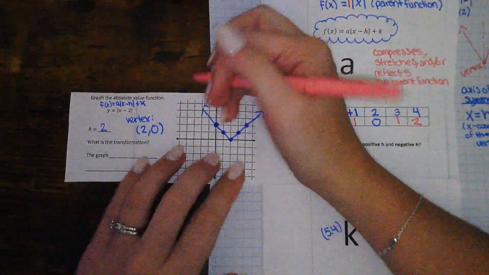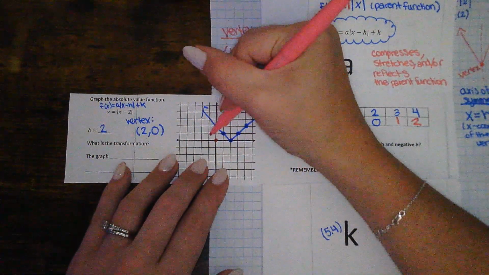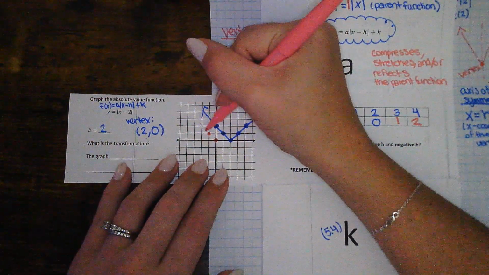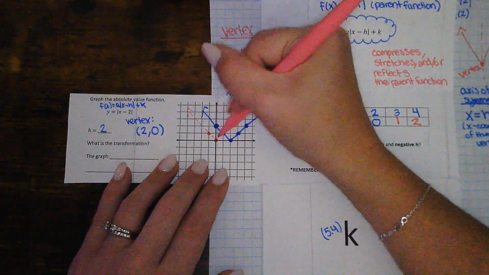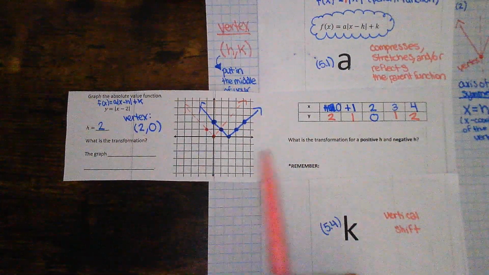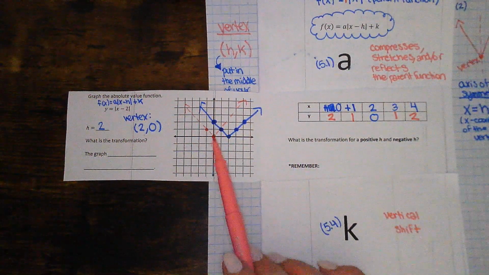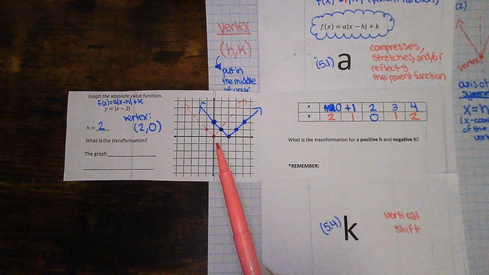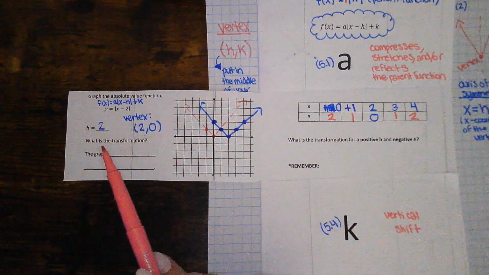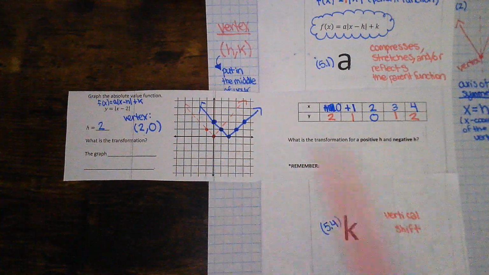Now remember, I can lightly graph my parent function here. The parent function, the vertex is on the origin, and a value is still 1, and it looks like this. So when we're describing the transformation, we're always describing it in comparison to the parent function, which is just the absolute value of x. So compared to the absolute value of x, what does the h value, positive 2, do? Well, the graph is shifted 2 units to the right.